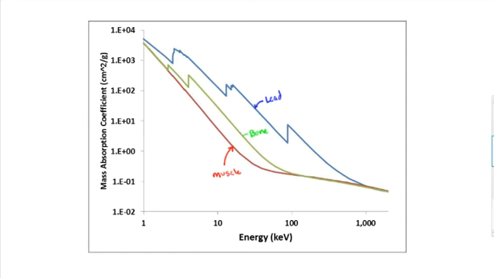When we go to therapy energies, up near 1 or a few MeV, the photoelectric effect is unlikely here, and all these curves are essentially the same at that energy. Really the only area where you might think about the photoelectric effect in that regime is for high Z elements, for example tungsten, which is used in collimators and so on.